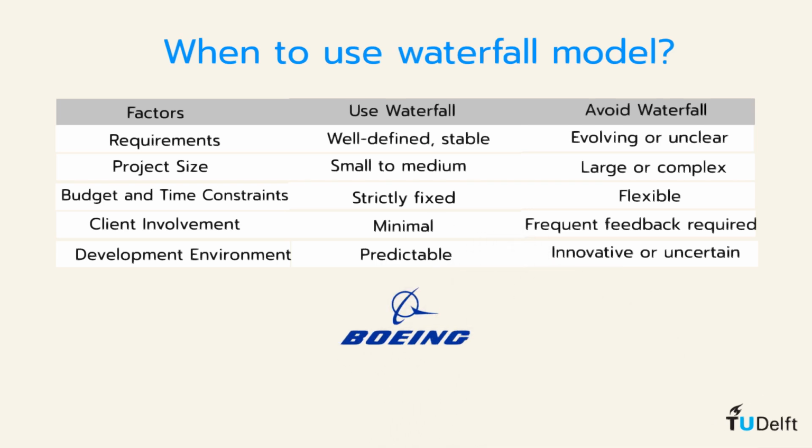Let me give you an example. Boeing, for example, uses the waterfall model for developing avionics software for its planes. The systems are safety critical and their development must comply with strict regulations. It is where the waterfall model works best because the requirements are clearly defined upfront, changes are costly and risky, and each phase undergoes rigorous documentation and review.